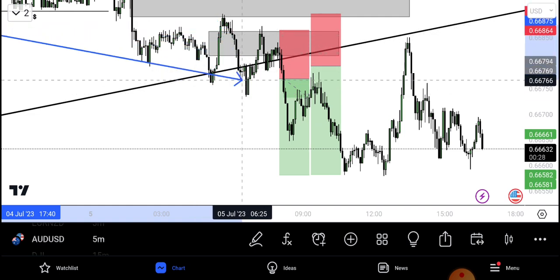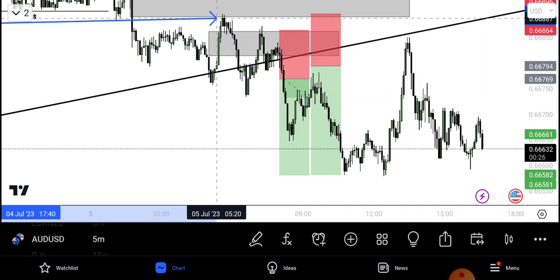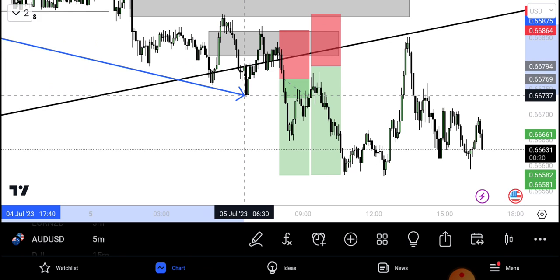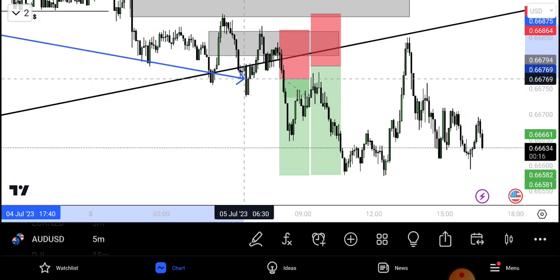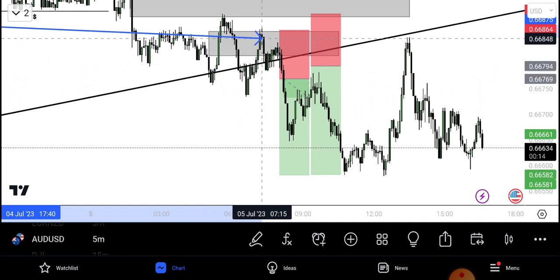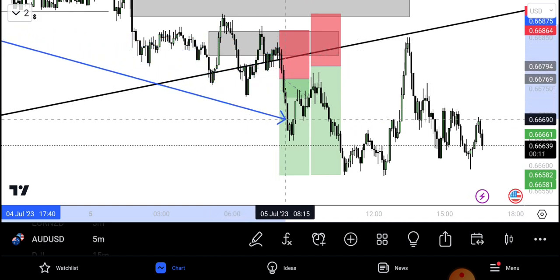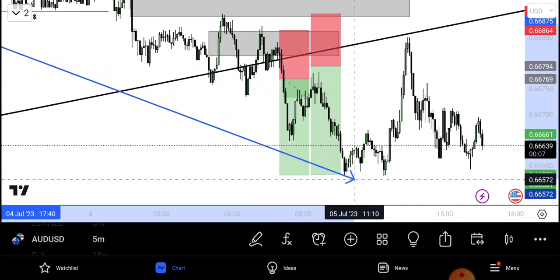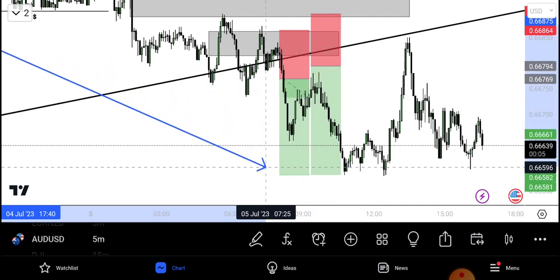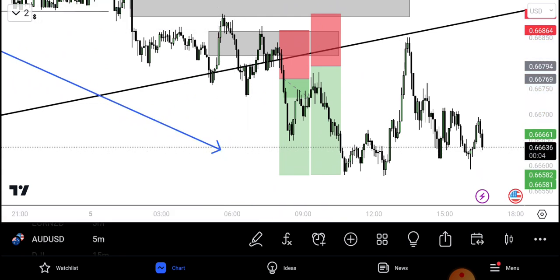So when price dropped, I took my Fibonacci retracement to cut it from here to here, and then when price mitigated, I immediately looked for this breakout point right here. You can see how price broke out, hit our first take profit, retraced back, and hit our last take profit. So this is how the trade went for today.